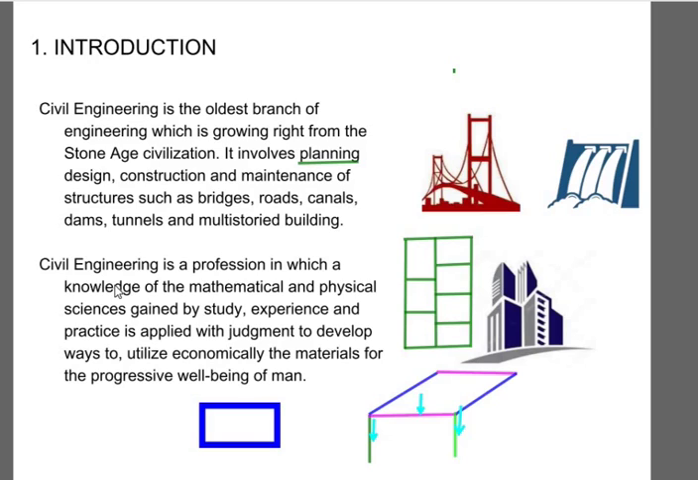Next, civil engineering is a profession in which knowledge of the mathematical and physical sciences, gained by study, experience and practice, is applied with judgment to develop ways to utilize economically the materials of nature for the progressive well-being of man. Remember this: the role of a civil engineer is to give a design which is economical. For example, if you again see the example of this house, this is the plan.